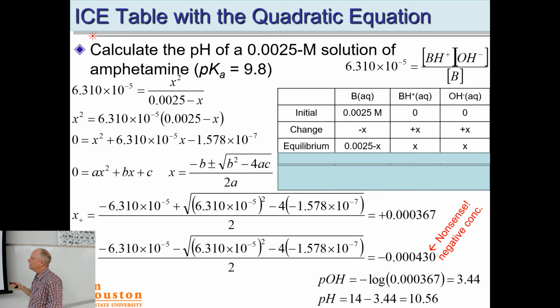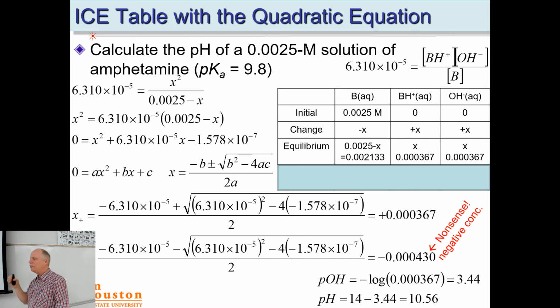We can put this 0.00036 in there and subtract that from the 0.0025. And so these are our numbers at equilibrium. So that's how much base is unprotonated, and this is how much base is protonated. So the percent ionization is this number. How much of the base is ionized?